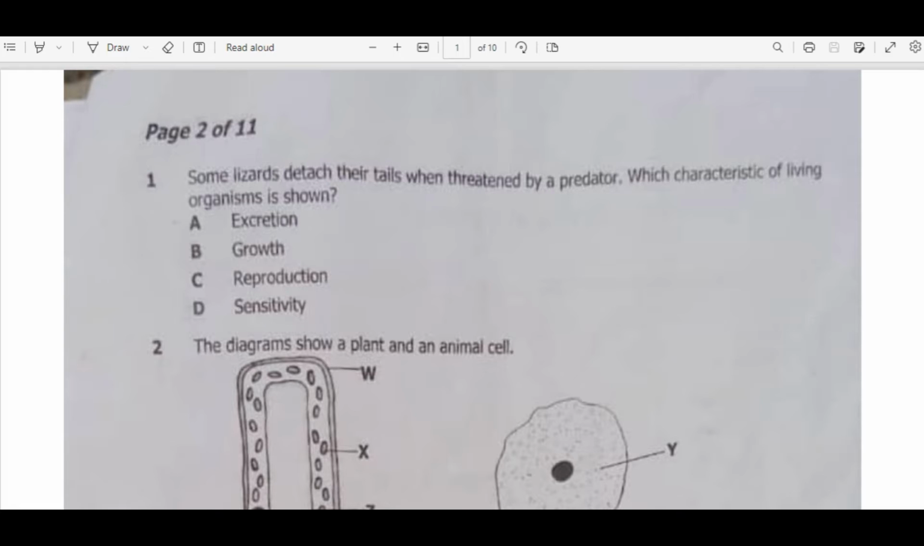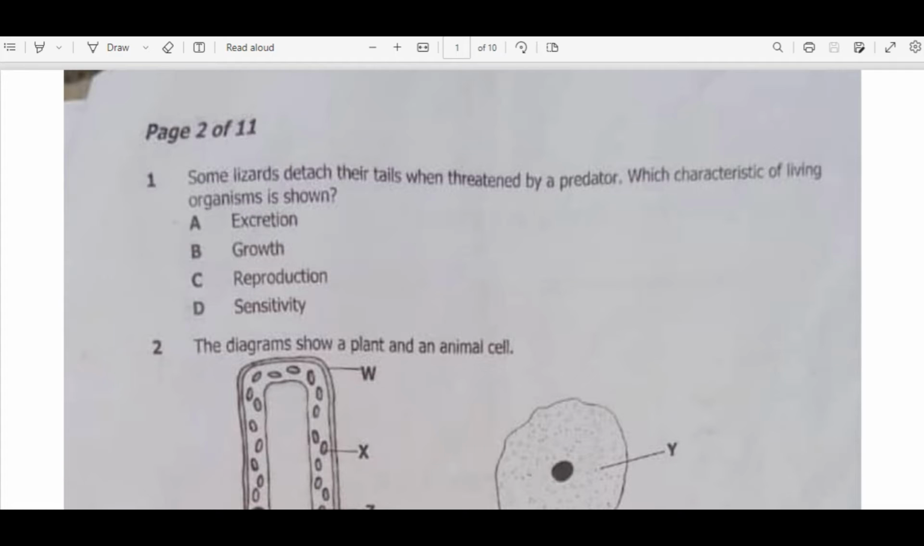Each and every living organism has characteristics. Reproduction is one of the characteristics. Sensitivity is one, growth also is, and then excretion. All these you cannot find in non-living organisms. For non-living organisms, you can give an example of a stone. A stone does not move, reproduce, grow, or excrete. So these are characteristics of living organisms.